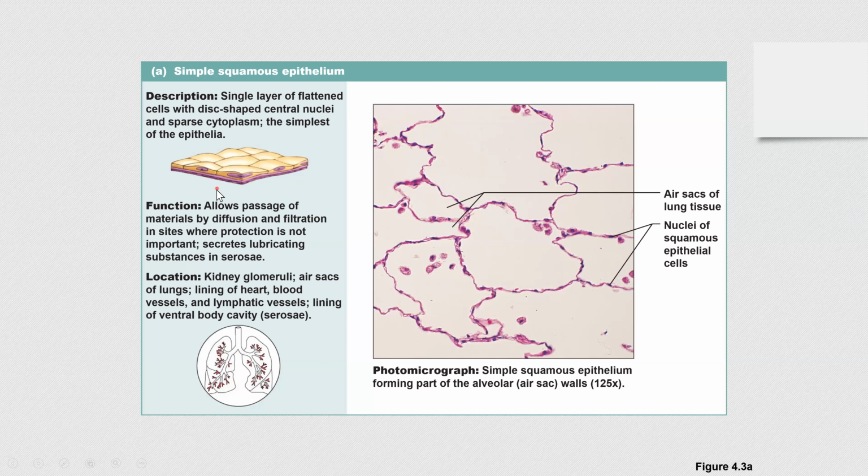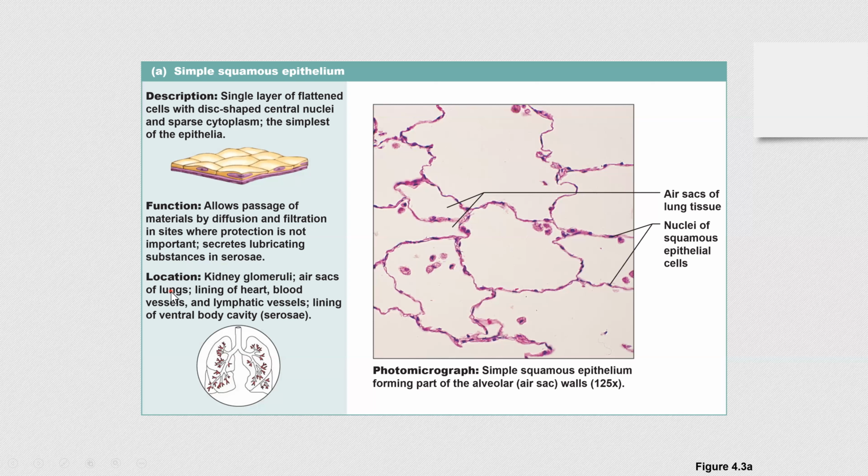So something that allows substances to go across the cells easily because we don't have many layers, right? Diffusion and filtration in sites where protection is not important because you cannot protect much with one layer of very thin flat cells. Secretes lubricating substances in a serous membrane. And I'm reminding you, serous membrane will cover your thoracic cavity and abdominal pelvic cavity. Now, location will be where we need this diffusion and filtration. So kidney, for example, we need filtration and we need diffusion too.